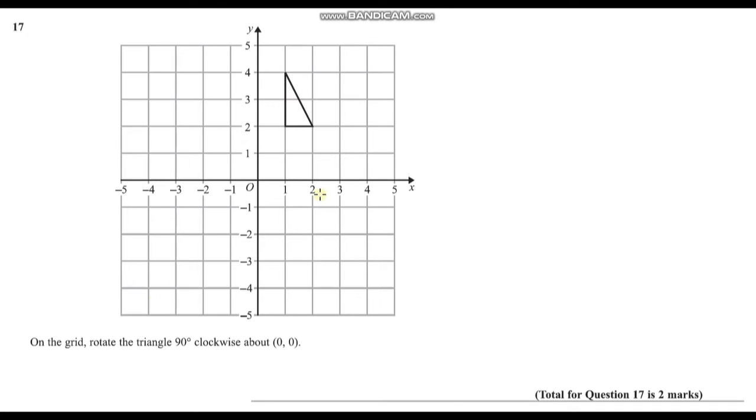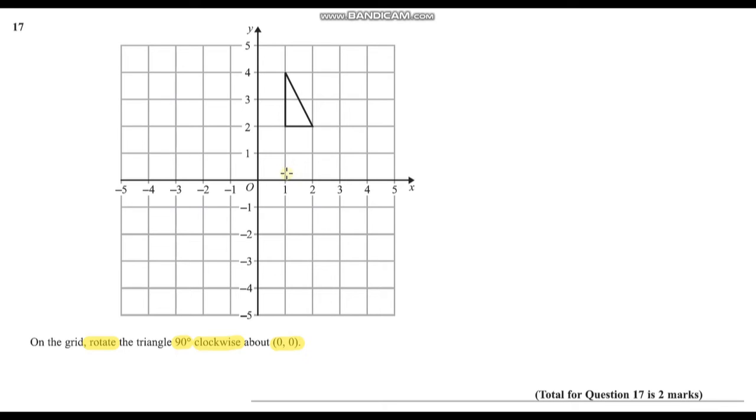Question 17. We've got a grid here, and it says on the grid, rotate the triangle 90 degrees clockwise about 0, 0. So there's quite a lot of information here. The first thing to think about is the rotation. Now, for this particular question, you will need to print this off, and preferably you'll use some tracing paper.